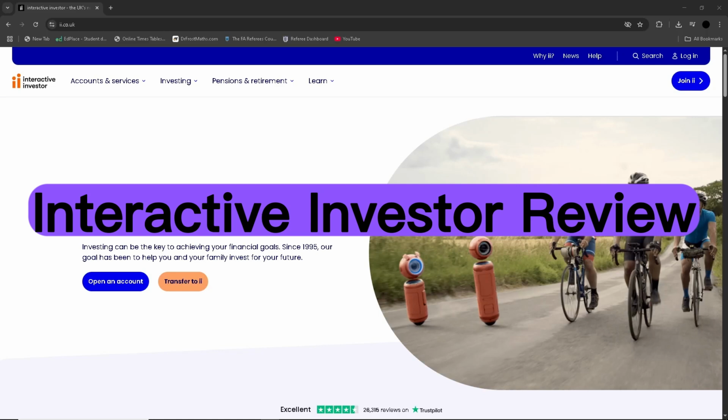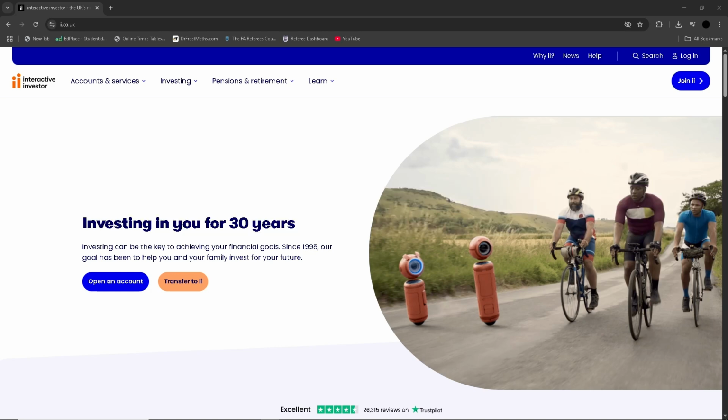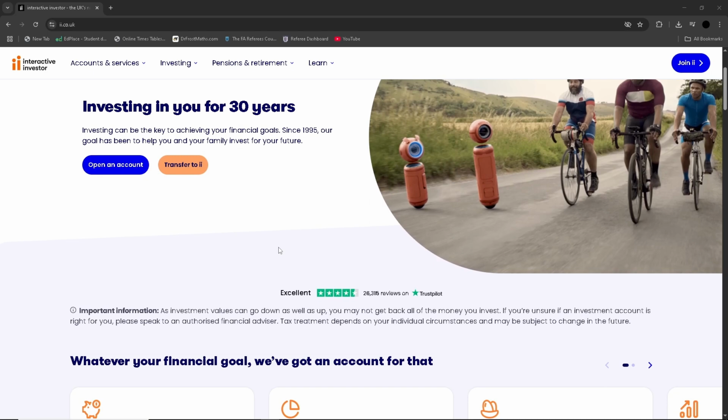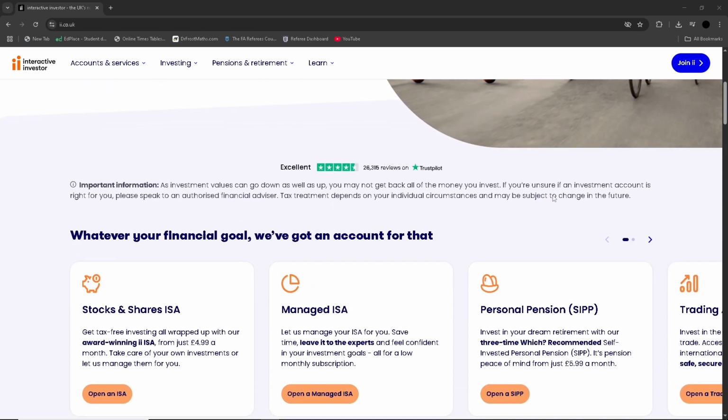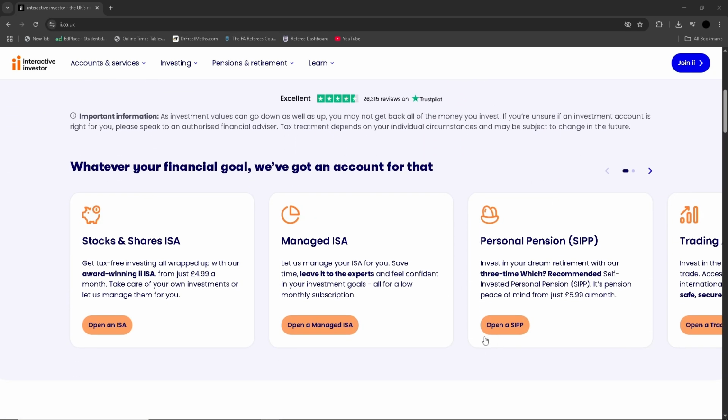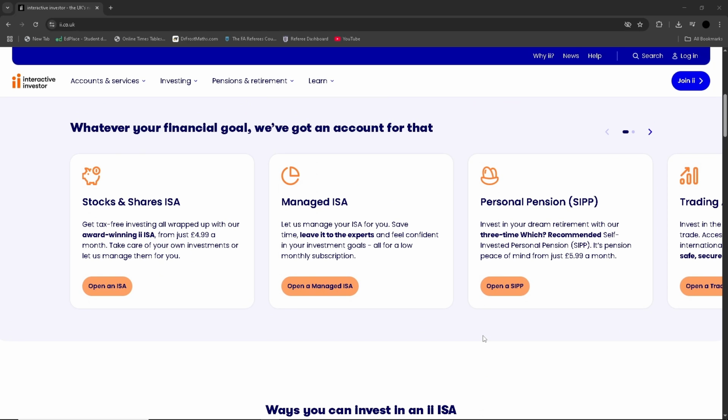In this video, we will review Interactive Investor. Interactive Investor is a UK-based platform ideal for long-term investors due to its flat-fee structure, which benefits those with larger portfolios. It offers a wide selection of over 40,000 investment choices, including shares, mutual funds, ETFs, investment trusts, and more.